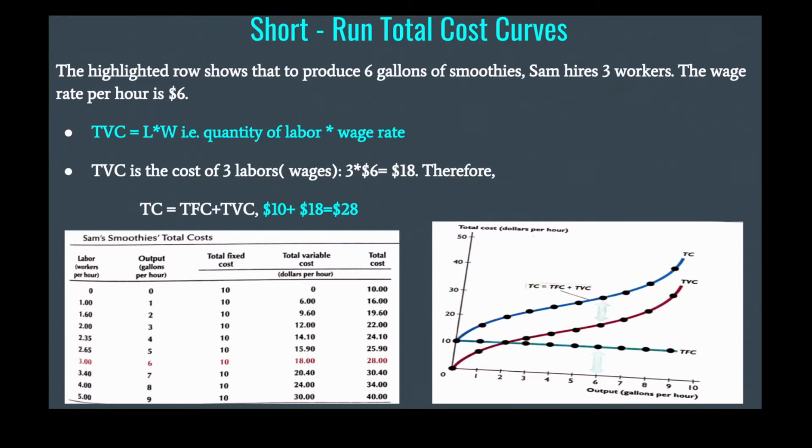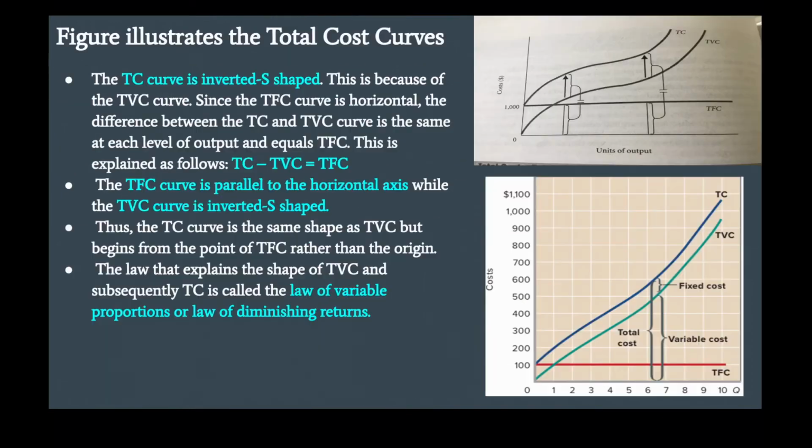And the left hand side shows the graphical representation of all the 3 costs, that is TFC, TVC and TC. So this is the illustration of the total cost curves. The TC curve is inverted S-shaped. This is because of the TVC curve. Since the TFC curve is horizontal, the difference between the TC and TVC curve is the same at each level of output and equals TFC. So this is explained as TC minus TVC is equal to TFC.